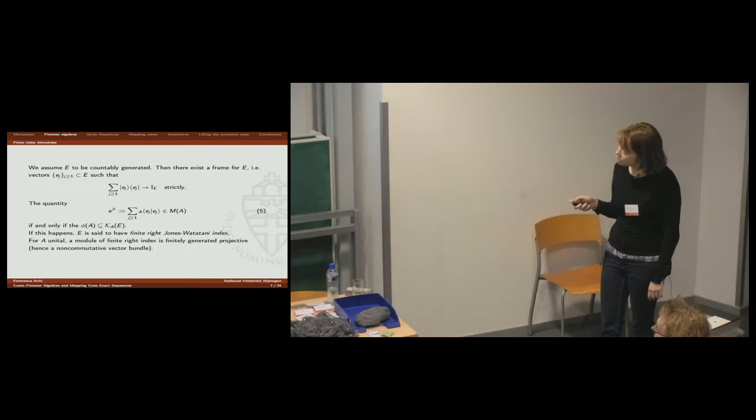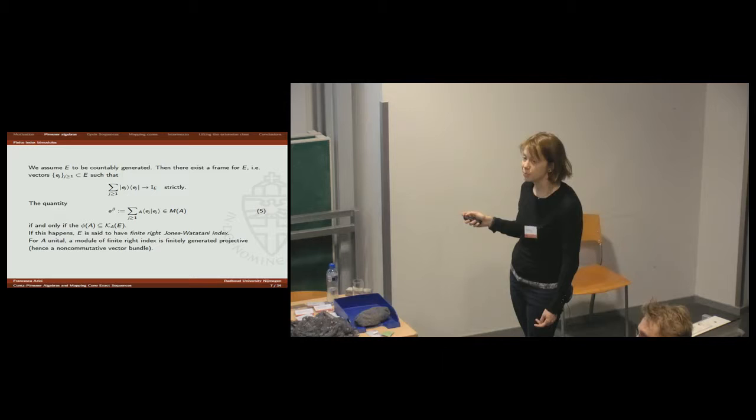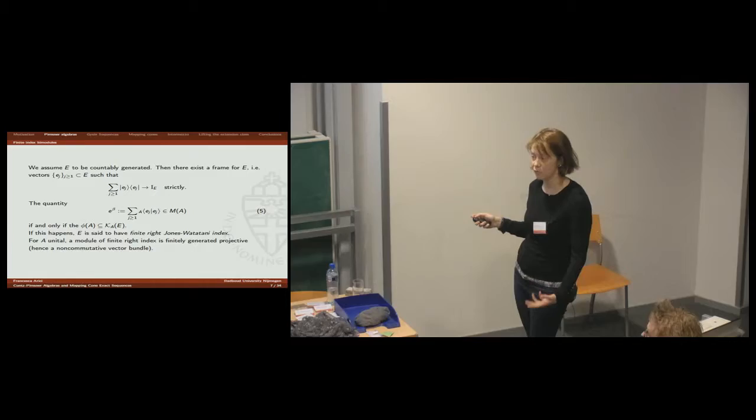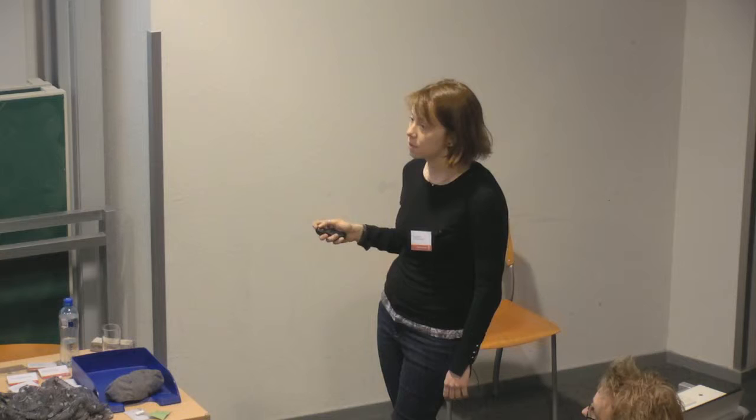So this quantity here was defined in this paper by Watatani, and it's called the index. In the case where the algebra A is non-unital, one requires that this thing takes values in the multiplier algebra of A. If this happens, one says that the module has a finite Jones-Watatani index. If the algebra is unital, of course, one will require that this index takes values in the algebra itself. And there is a very interesting characterization of this index, which is that this quantity is in the multiplier algebra or in the algebra, respectively, if and only if our map phi that defines the left module structure is not only adjointable, but it's actually compact.